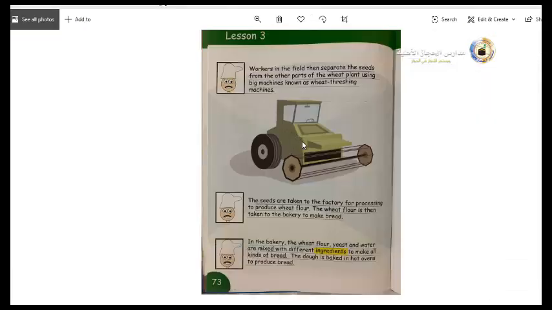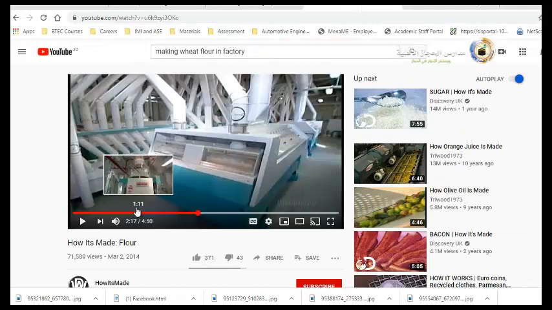Let's see what will happen. After harvesting them using the wheat threshing, the seeds are taken to the factory for processing to produce wheat flour. So they take the seeds to factories to make the wheat flour. The wheat flour is then taken to the bakery to make bread. Let's show you how in factories they make the wheat flour.